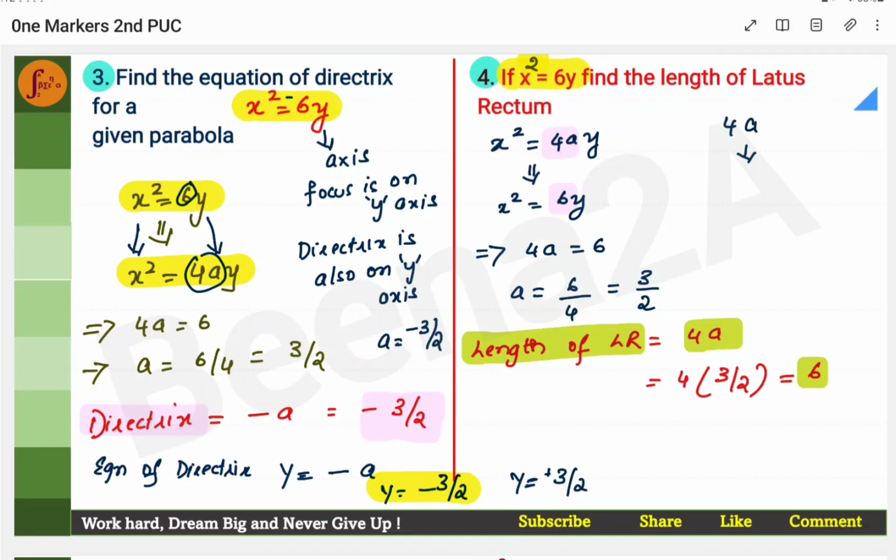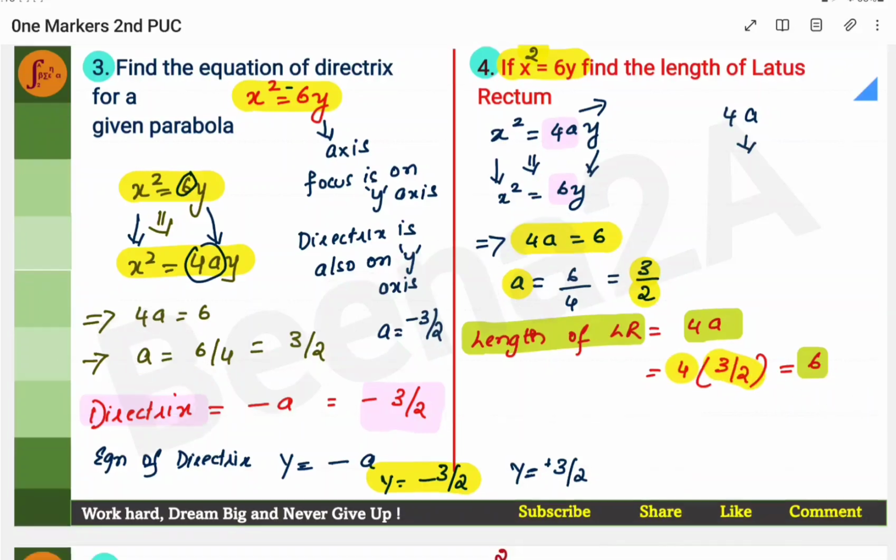Now, let's see what is the general equation for this. It is x square is equal to 4ay, right? Now, x and x is same, y and y is same. Therefore, 4a should be equal to 6. So, therefore, a is 3 by 2. Now, therefore, length of LR is 4 times a, which is 4 into 3 by 2, which is 6. So, this is the length of latus rectum.